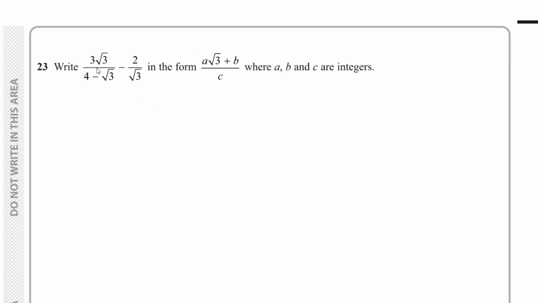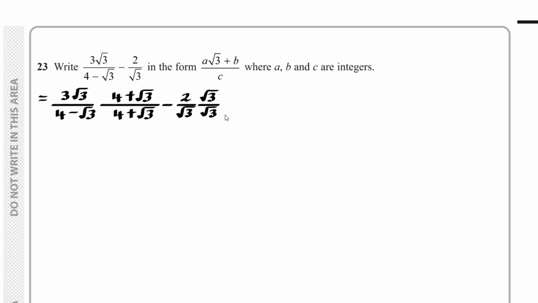Question number 23. We have to write 3 root 3 over 4 subtract root 3, subtract 2 over root 3, in the form a root 3 plus b over c, where a, b and c are integers. Well, we have to rationalise the denominator. So if I have this 3 root 3 over 4 subtract root 3, I need to multiply both the numerator and the denominator by 4 plus root 3, as we see here. And then I subtract 2 over root 3. Again, I need to rationalise, so I need to multiply both the numerator and the denominator by root 3.